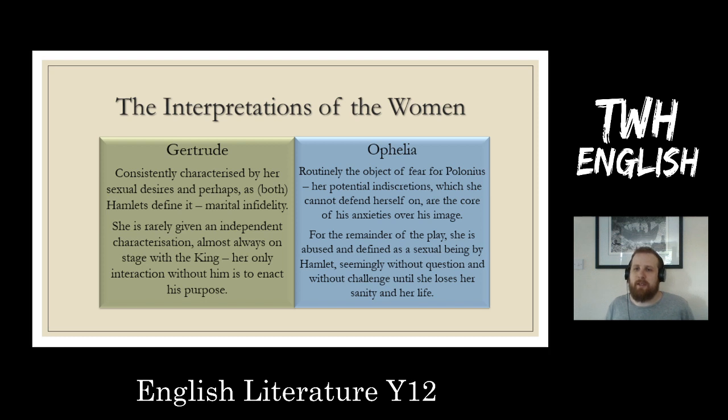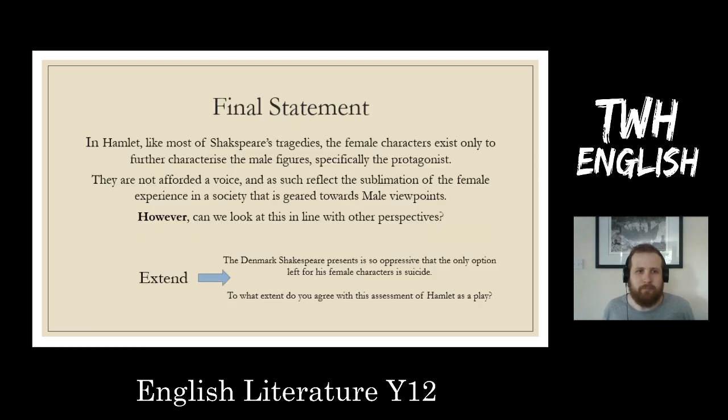And then she loses her sanity, and she starts to explore perhaps boundaries and language that wouldn't be acceptable for a woman at the time period, because she is mad. And we have this thing that, yes, perhaps this is what she could say, but is that a positive thing? Is this something that she's like, yay, now I can finally explore these things? Or is it that this is an outpouring of inner tormented womanhood that we don't get otherwise? So as a final statement, I suppose, in Hamlet, like most of Shakespeare's tragedies, the female characters exist only to further characterise the male figures, specifically with the protagonist there.